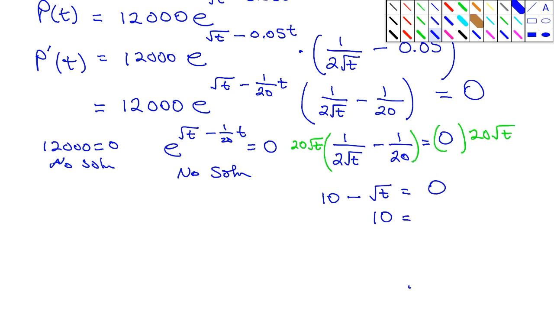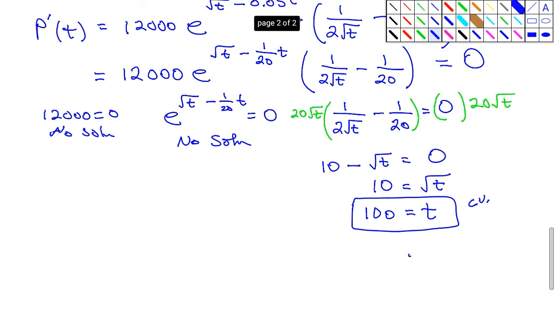Move the square root of t to the other side. We get 10 is equal to the square root of t. And to solve for t, square both sides. t is equal to 100. So there's our critical value.